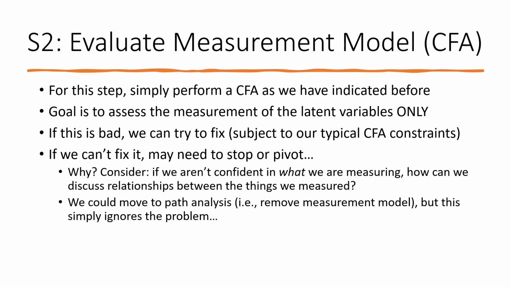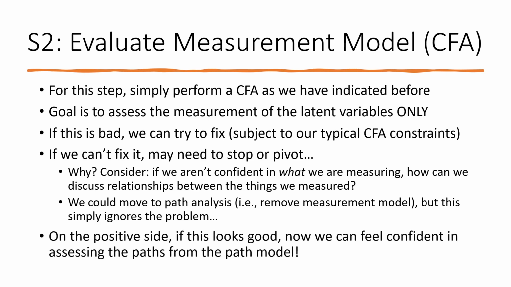Now, one thing you could do is move to a path analysis. So remove the measurement model, just take the averages for each of the variables. But it's worth mentioning that this simply ignores the problem. All you're doing is hiding the fact that you have a bad measurement model behind taking averages for each of the variables. Depending on the context, maybe that's semi-appropriate, but it is important to realize that while this could move you forward, it doesn't actually fix the problem that maybe you're not measuring what you say you are.